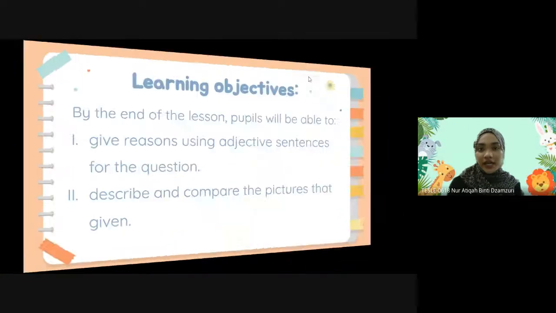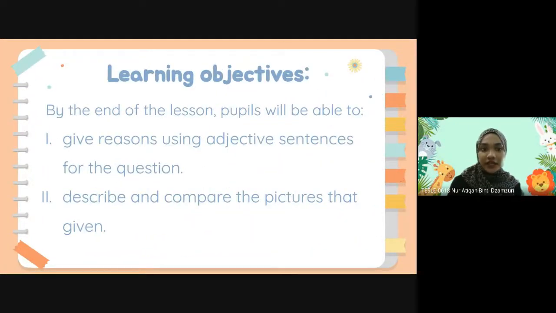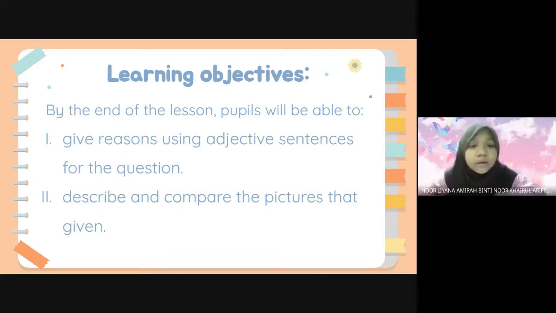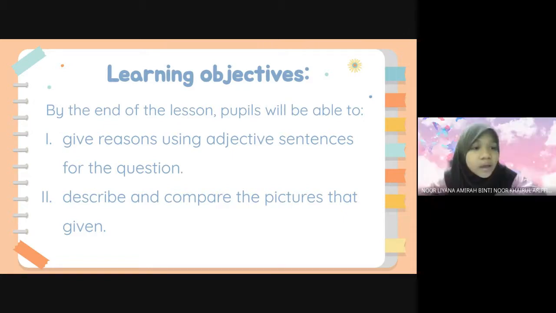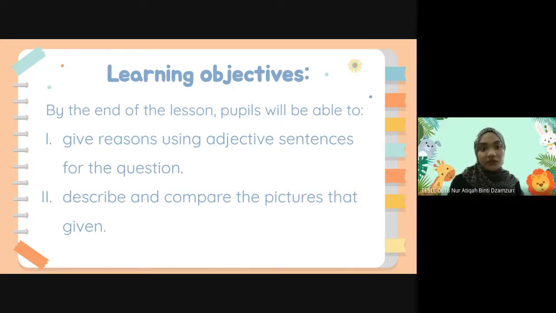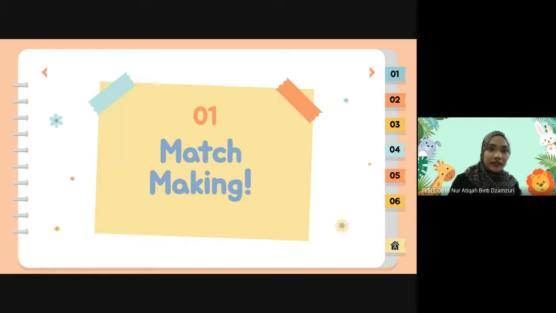Before we start our lesson for today, this is the learning objective. Can you read there? Learning objectives. Okay, well done. By the end of the lesson, pupils will be able to, number one, give reasons using adjective sentences for the question, and number two, describe and compare the pictures that are given. At the end of the lesson, you will receive these two. Now, matching activity.